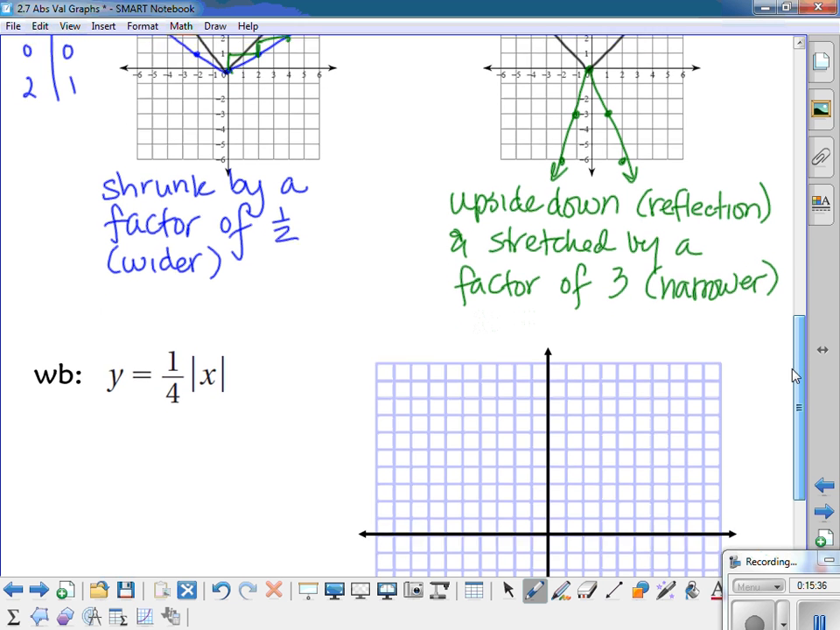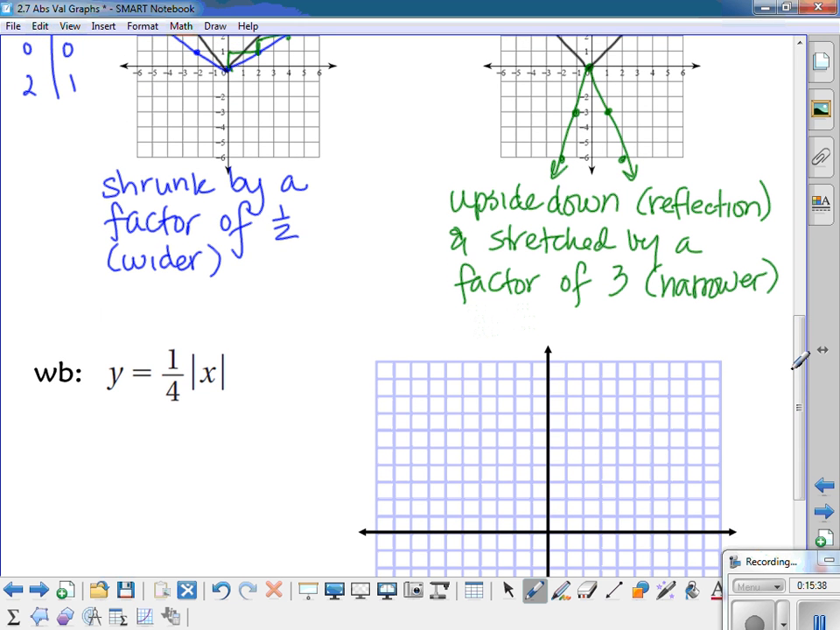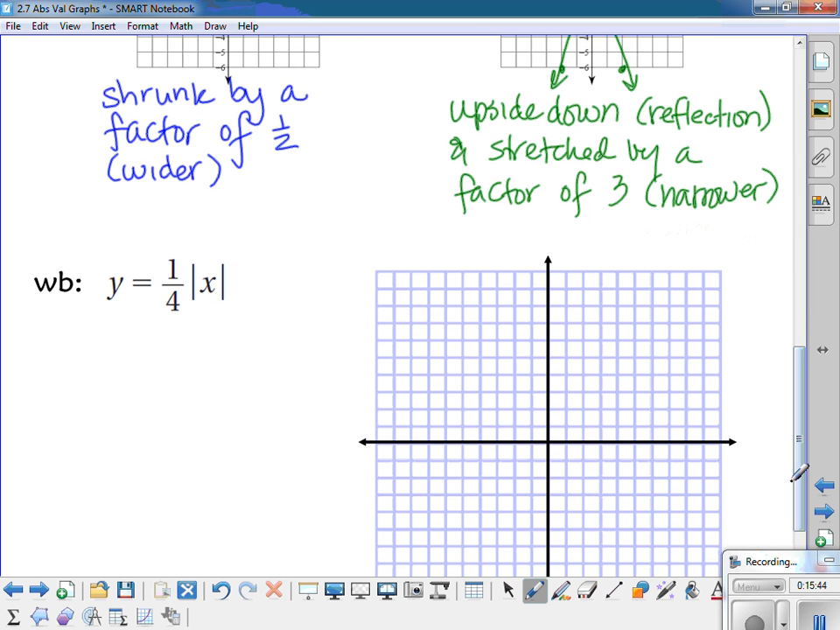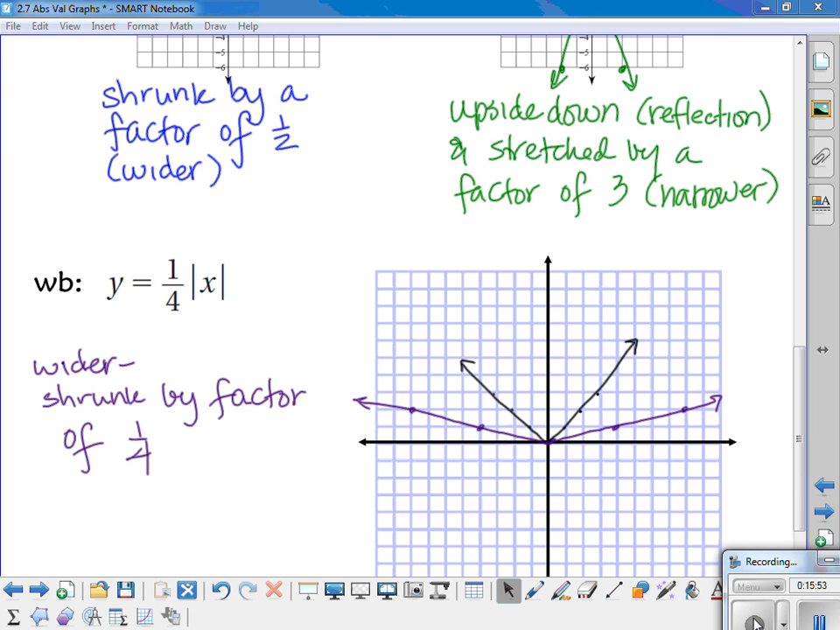Alrighty, so you guys get to do this one, graph it, and then tell me how it compares. Alright, so I think we all agree it came out to be wider. It was shrunk by a factor of 1/4. And it looks like most of you were getting that. Not any problem.